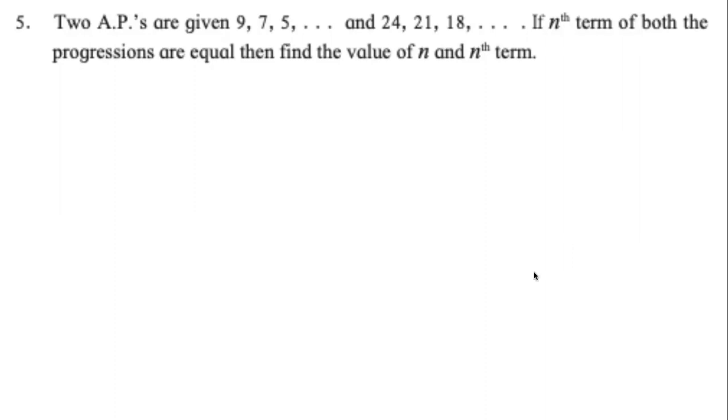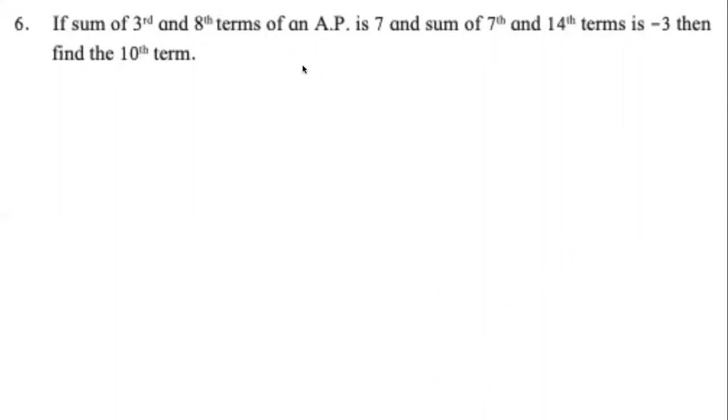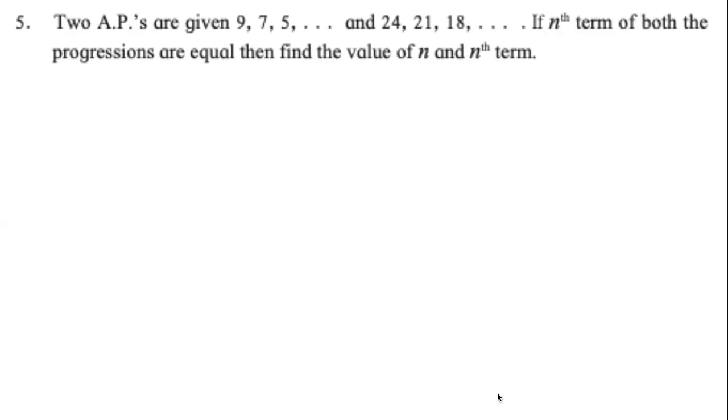First AP is 9, 7, 5. The second AP is 24, 21, 18. Both are infinite APs. If the nth term of both progressions are equal, then find the value of n and the nth term.